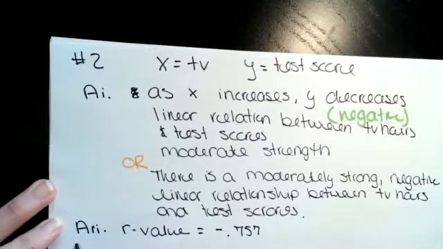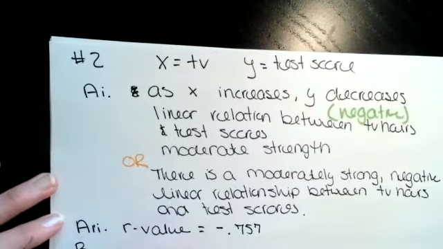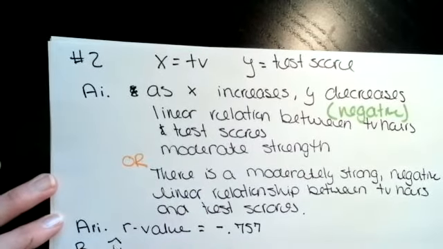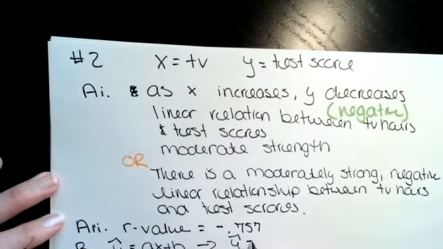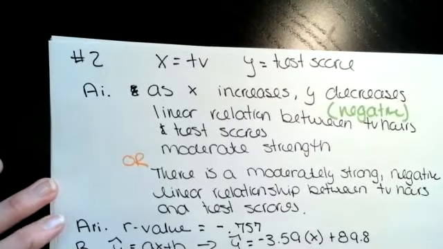Let's look at part B. Part B says the least squares regression line for this data is, again, you're just using your technology. My equation is going to be y hat equals AX plus B form, I want to know specific. What is it? So y hat is equal to negative 3.59 times x plus 89.8. So that's my regression line.